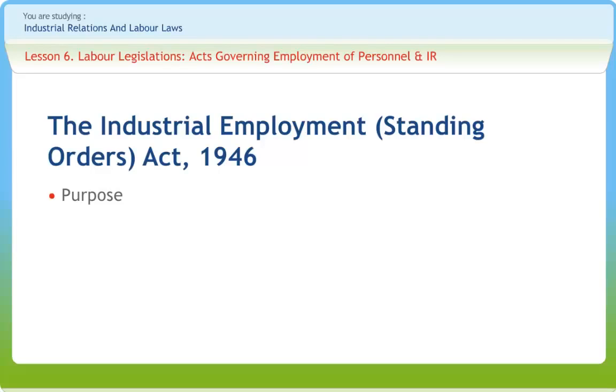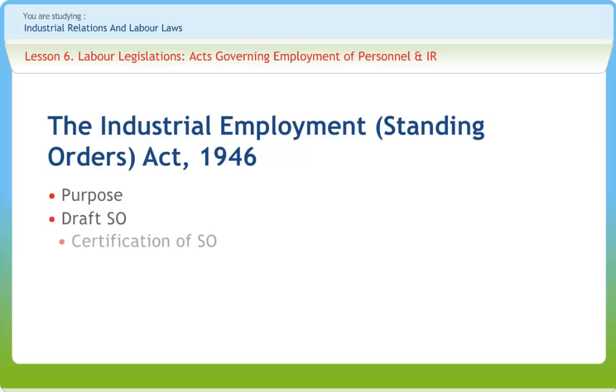Provision shall be made in such draft for every matter set out in the schedule which may be applicable to the industrial establishment. The draft standing orders submitted under this section shall be accompanied by a statement giving prescribed particulars of the workmen employed in the industrial establishment, including the name of the trade union, if any, to which they belong.